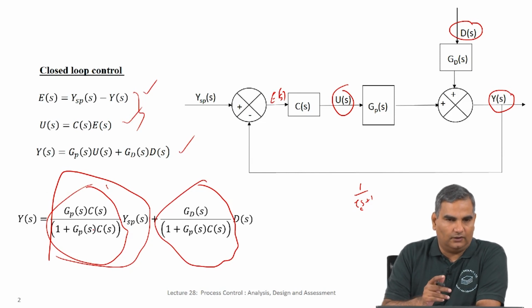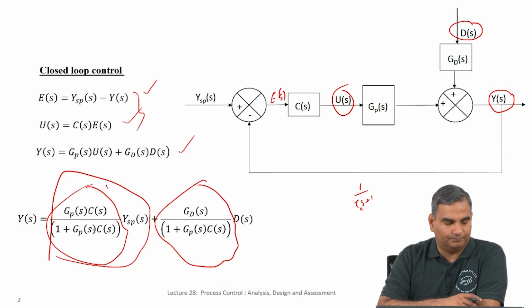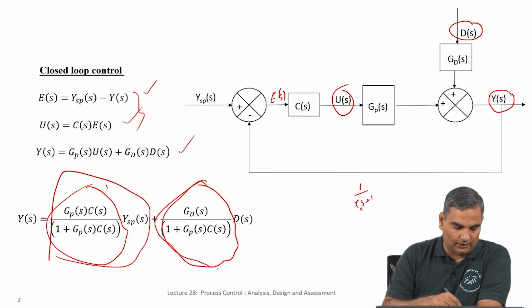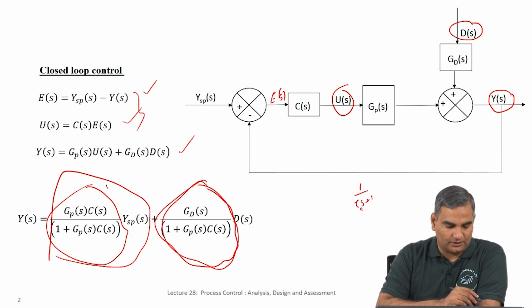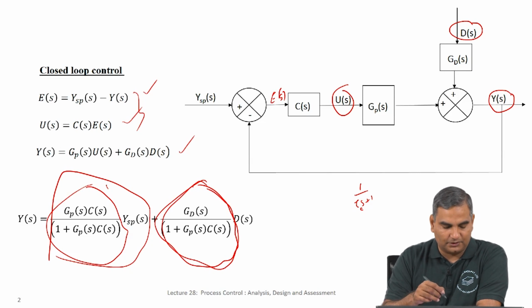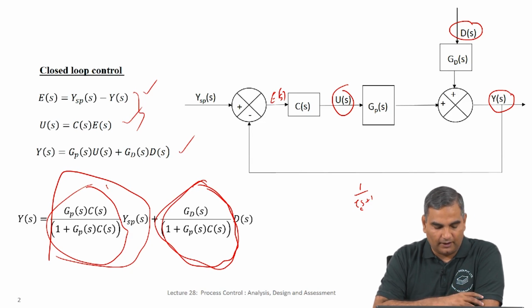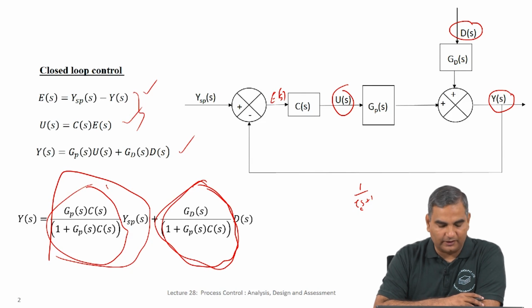Now, we talked about direct synthesis purely from the viewpoint of servo control. All of these ideas are also directly translatable to disturbance rejection. Supposing you want to focus on disturbance rejection and you want to have a particular form for the disturbance function model, you could use that and say, okay, this is how I want my controller to be designed, and so on.